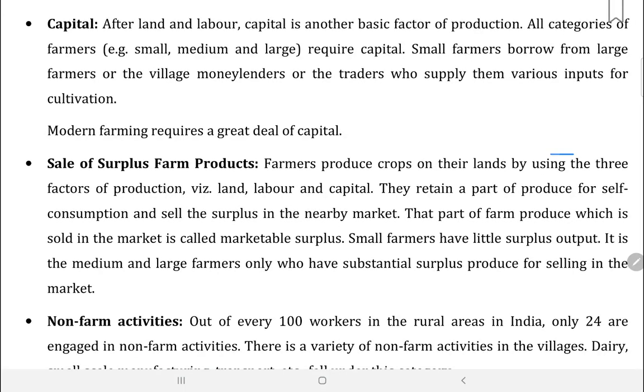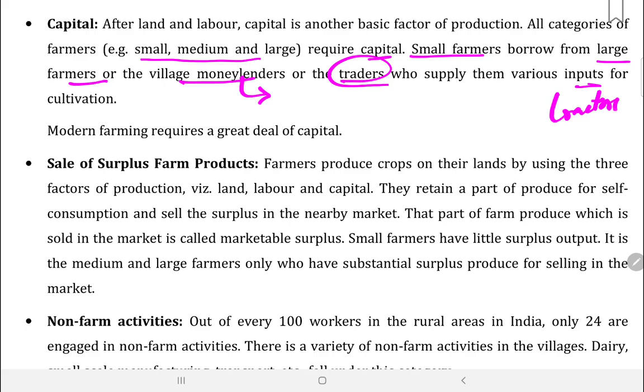Small farmers, medium farmers, different types of farmers, all require capital. Small farmers borrow from large farmers, or from moneylenders, or traders, for various inputs. For example, they need tractors, but they cannot afford them. If they need fertilizers or seeds, they need money to purchase them, for which they ask for money from traders and moneylenders.